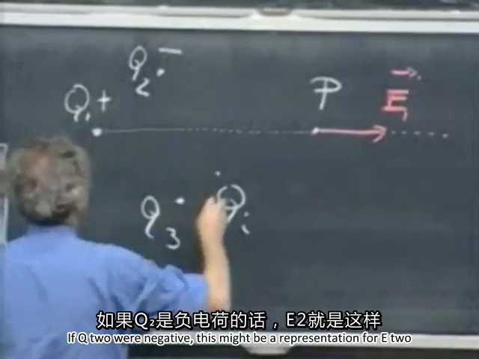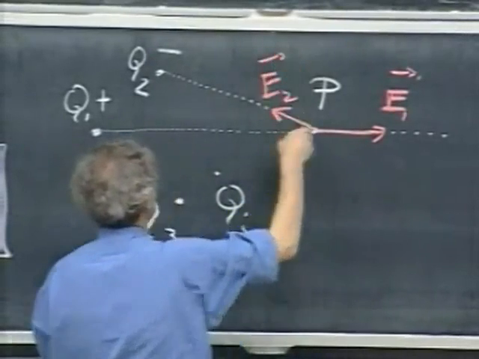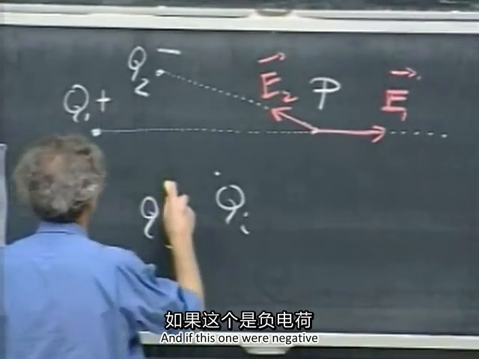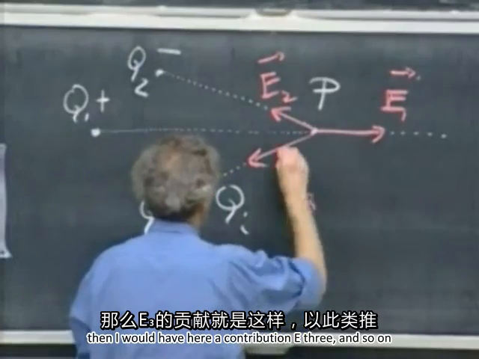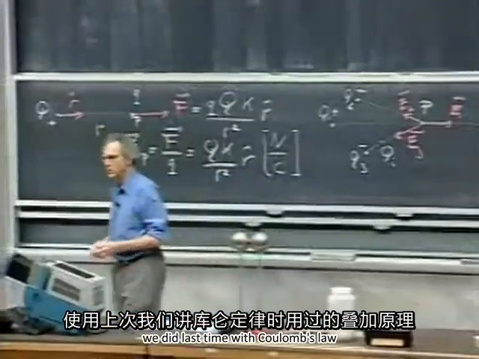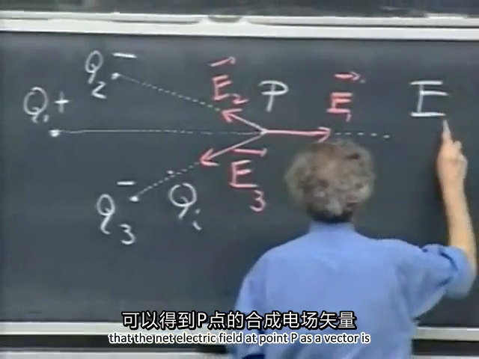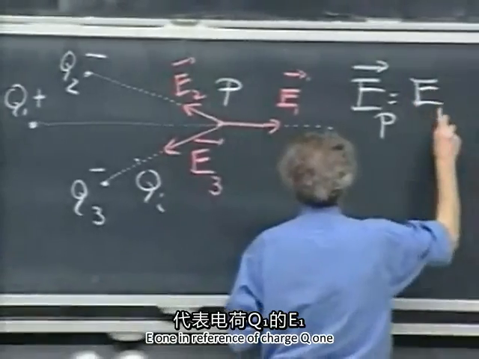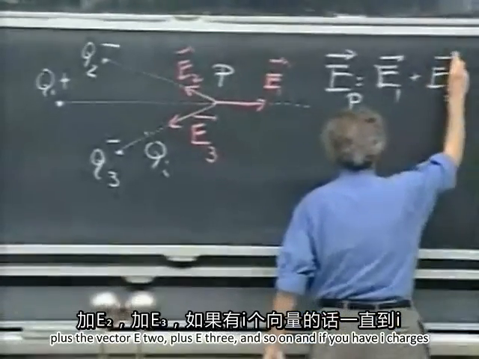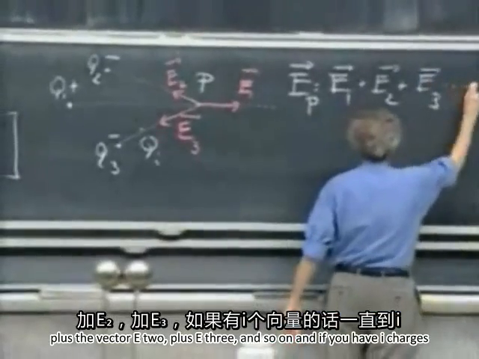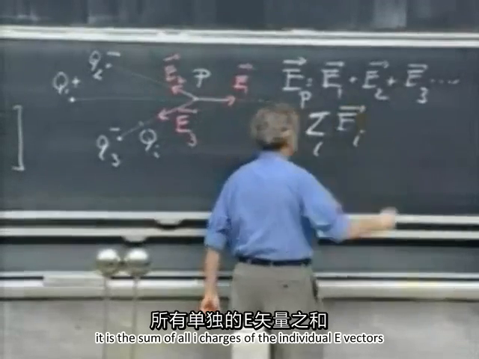If Q2 were negative, this might be a representation for E2, pointing towards the negative charge. And if this one were negative, then I would have here a contribution E3, and so on. And now we use the superposition principle, as we did last time with Coulomb's law, that the net electric field at point P is a vector, is E1, the influence of charge Q1, plus the vector E2, plus E3, and so on. And if you have I charges, it is the sum over all I charges of the individual E vectors.